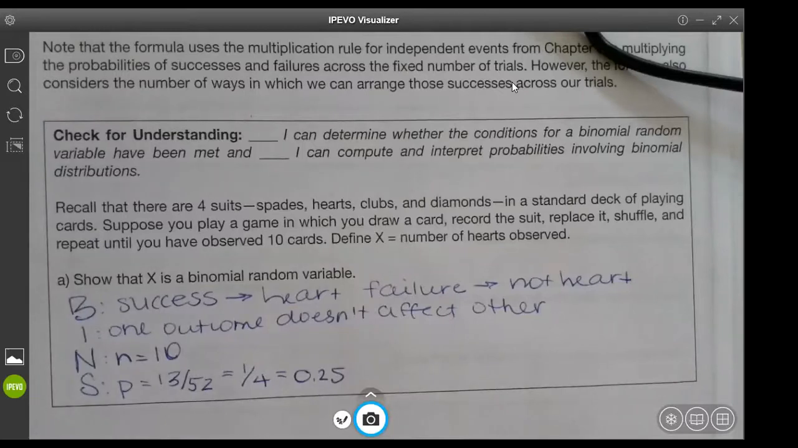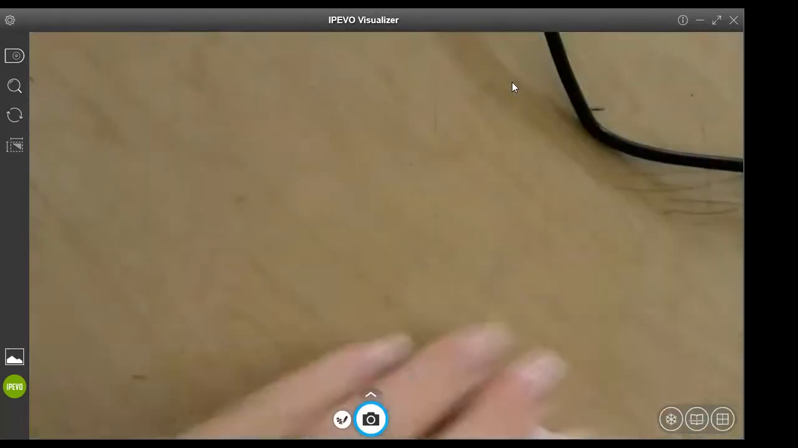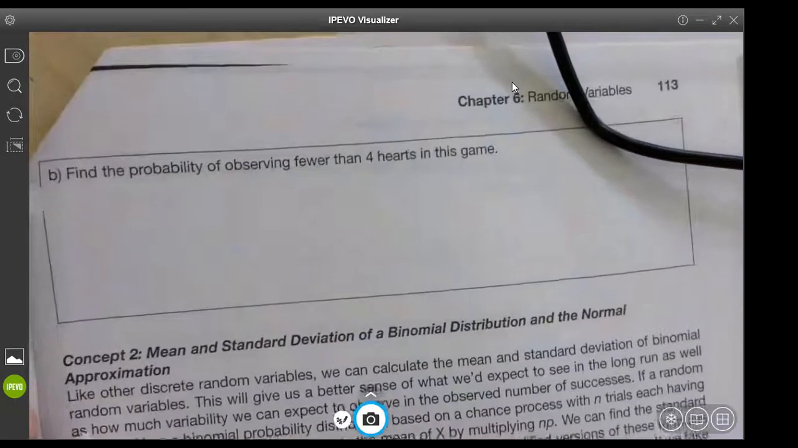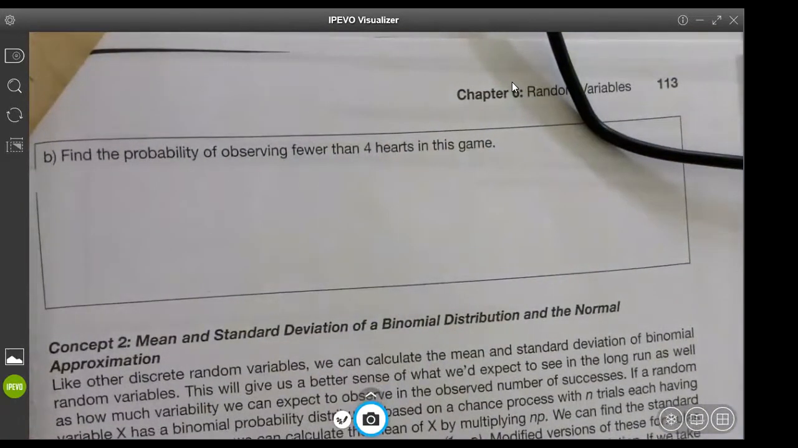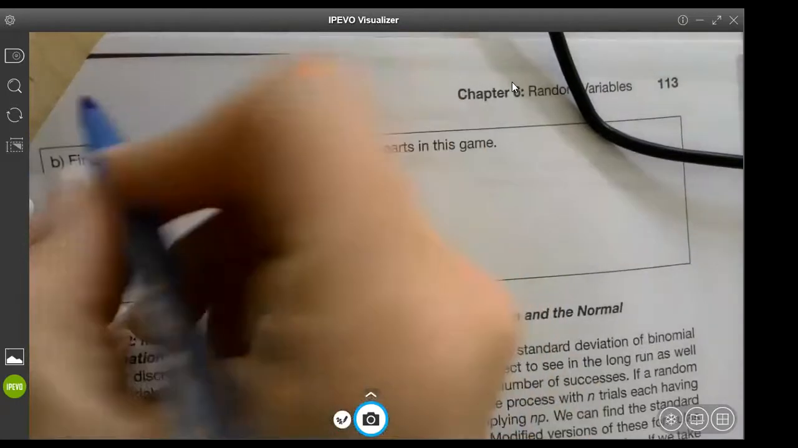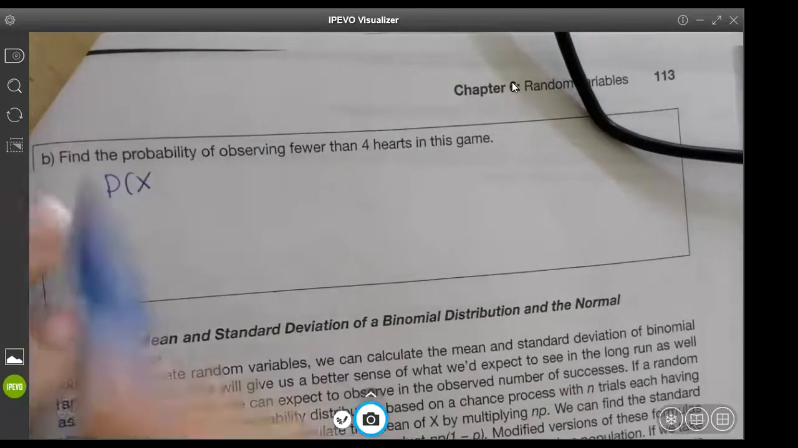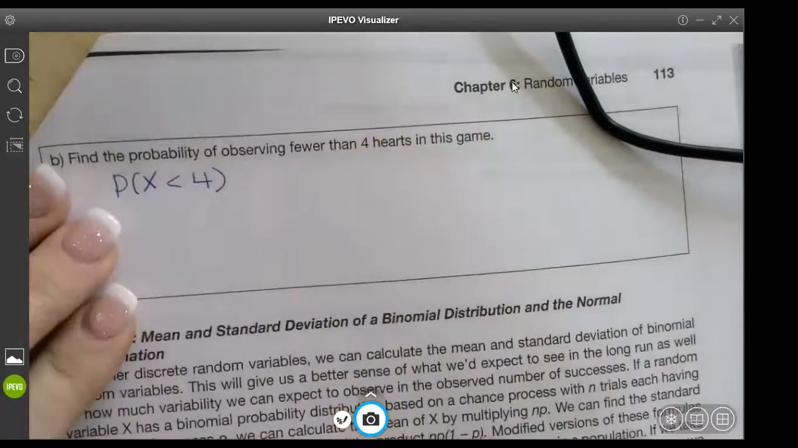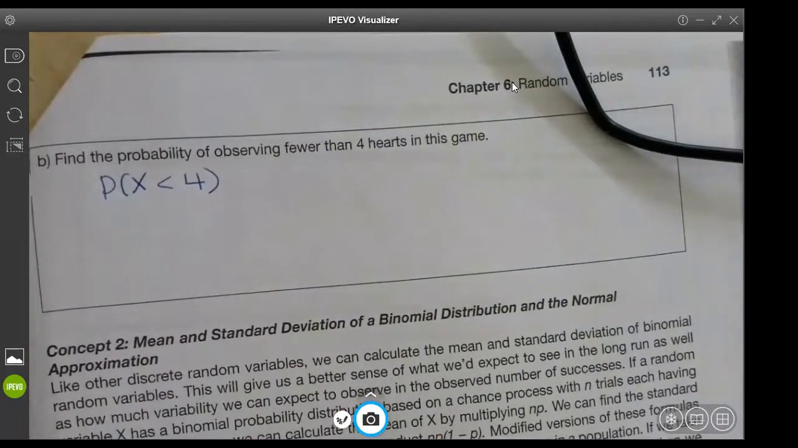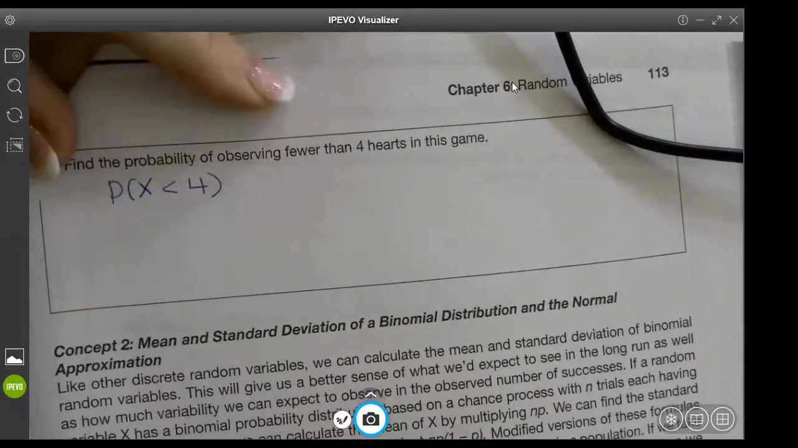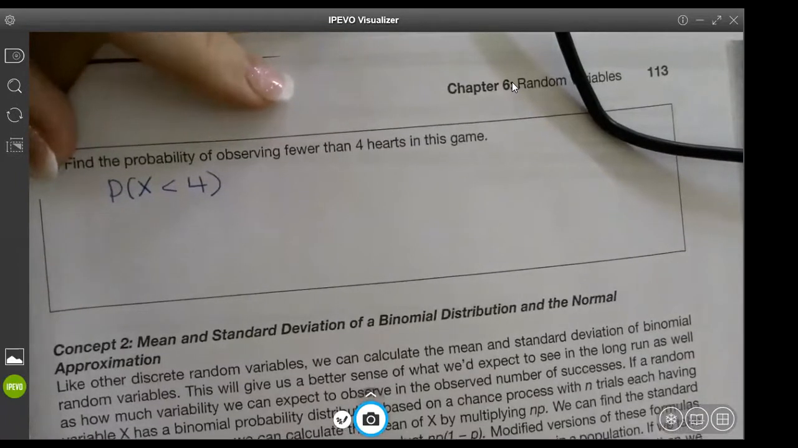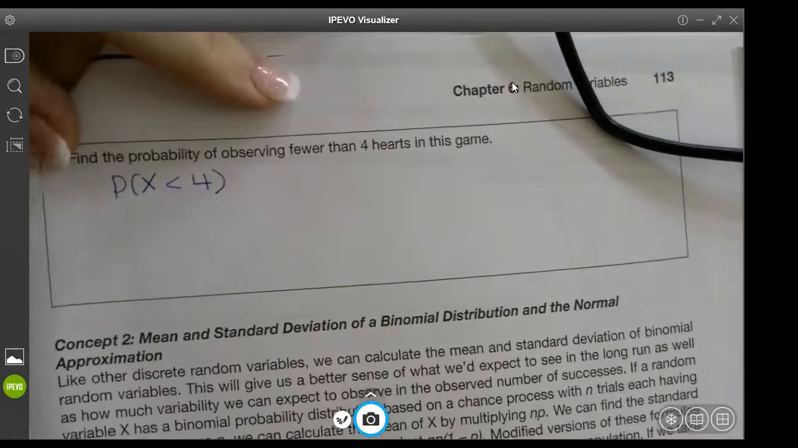Any questions on the first part? Okay. Next. Find the probability of observing fewer than 4 hearts in this game. What I would suggest is that you always write the probability statement. So the probability that X is what? Less than 4. I don't need to see it worked out. You don't have to write it out by hand, you can do it on your calculator, but make sure you write that stuff out. If you just give me the value, I'm going to count half credit off. Does that make sense?